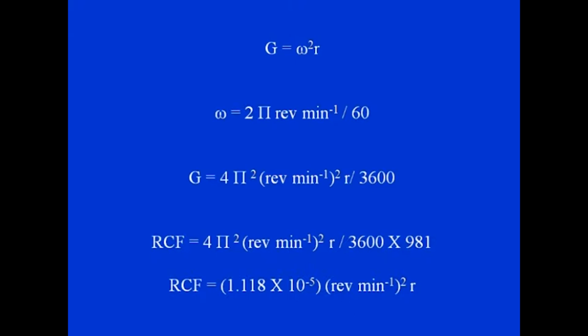This applied centrifugal field could also be expressed as relative centrifugal field, in terms of multiples of g, the gravitational pull. In terms of multiples of gravitational force, it can be written with r, the radial distance, also included: revolutions per minute squared into r, upon 981, where 981 is the gravitational acceleration, 981 centimeter per second square. This is the RCF, or relative centrifugal field.